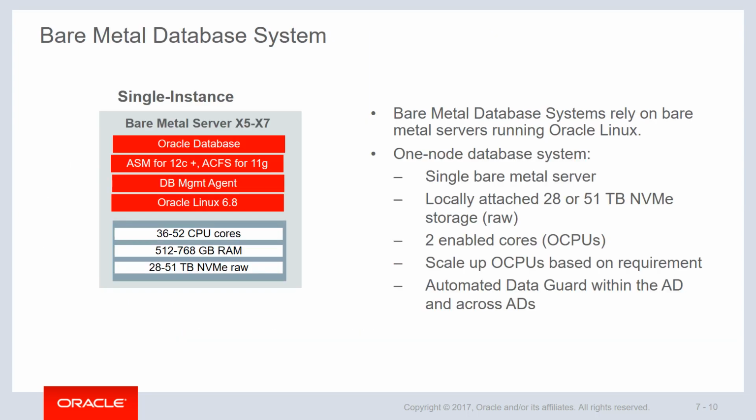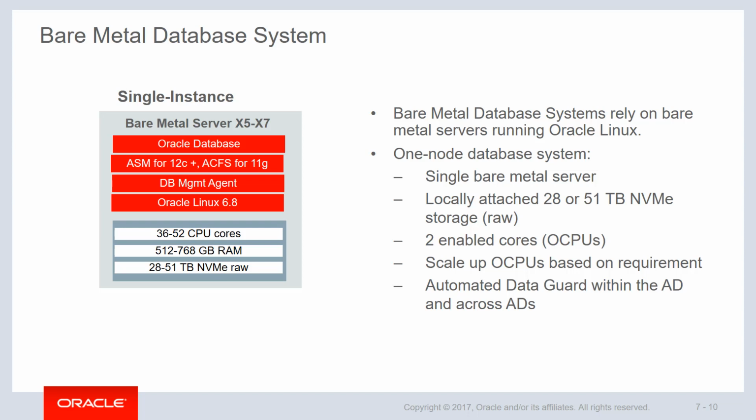Now, if we take a look at the bare metal database system here, it's comprised of a single database node. It's a single bare metal server running Oracle Linux 6.8 with local attached NVMe storage. This gives us a single node with very high disk performance, a large number of CPU cores, of course, and a very large amount of local RAM or memory. This allows us to scale the CPU from as little as 2 all the way up to a maximum of 36 or 52, depending on the shape of the instance.